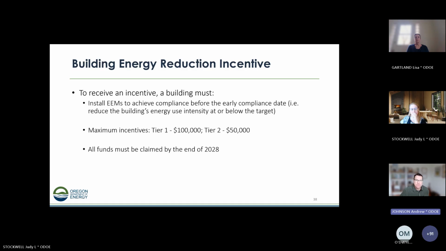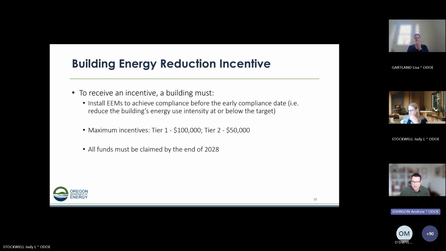To receive an incentive, a building must install energy efficiency measures to achieve compliance before the early compliance date. In other words, reduce the building's energy use intensity at or below the target. The maximum incentives are $100,000 for tier 1 and $50,000 for tier 2. And all funds must be claimed by the end of 2028.